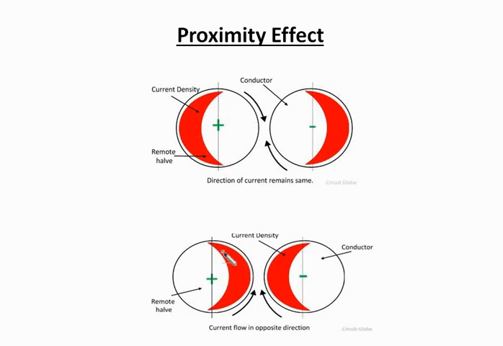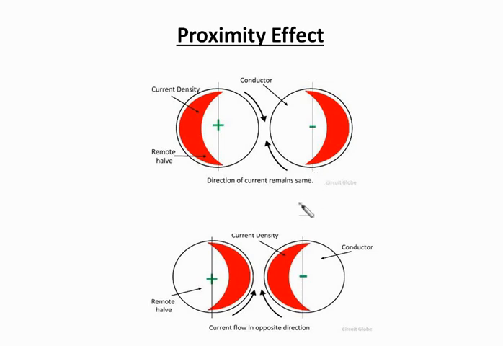But in the second case, if the current is flowing in the opposite direction, if this is conductor 1 and this is conductor 2, and the current flowing in the first conductor is in the opposite direction of that in the second conductor, then the current density is concentrated on the same side of both conductors. So this is basically proximity effect, and this occurs due to the electromagnetic fields of both conductors, which cancel, and due to that, the current density is created.